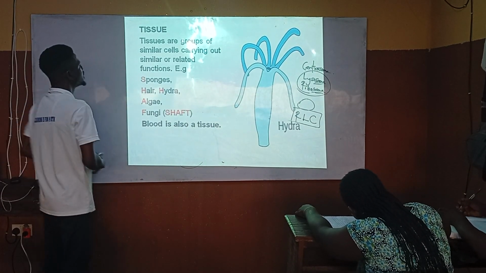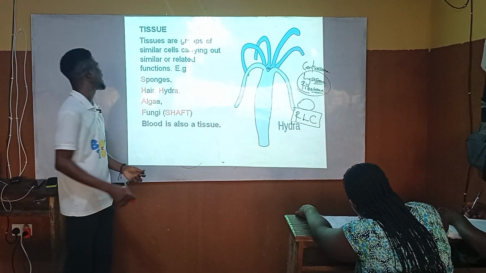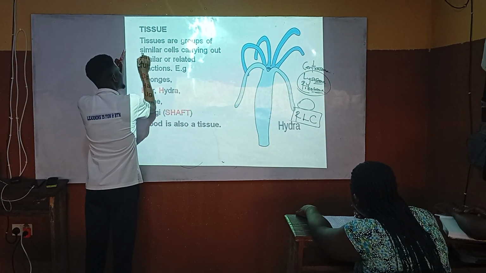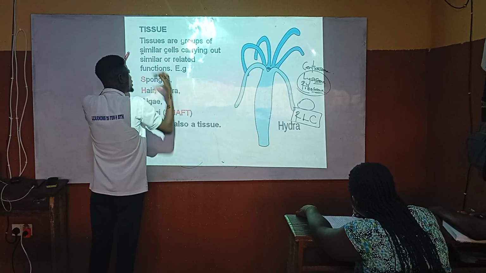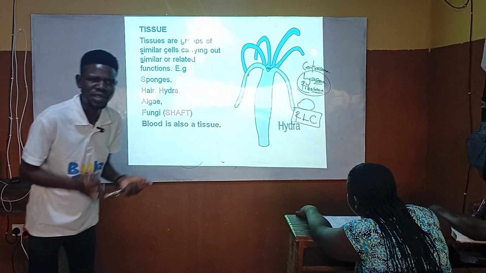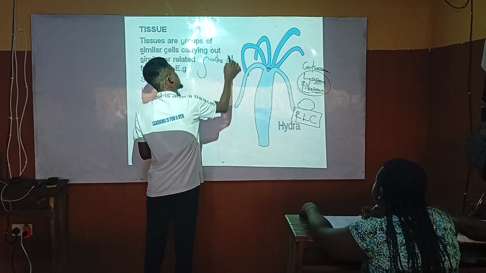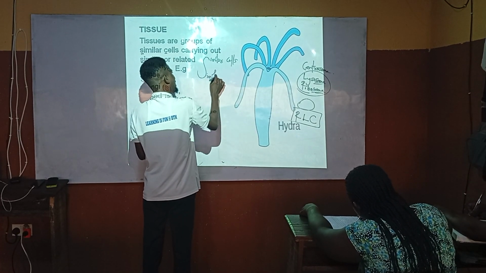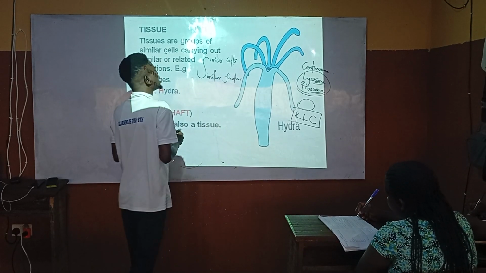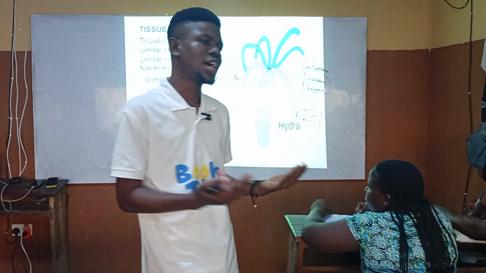Next, tissue. Now we said tissues are groups of similar cells carrying out similar or related function. Please mark these two words: similar. The cells are similar. Not only that, the function they carry out is still similar. So similar cells with similar function. We call that tissue. So tissues are made up of similar cells carrying out similar functions. As simple as that.